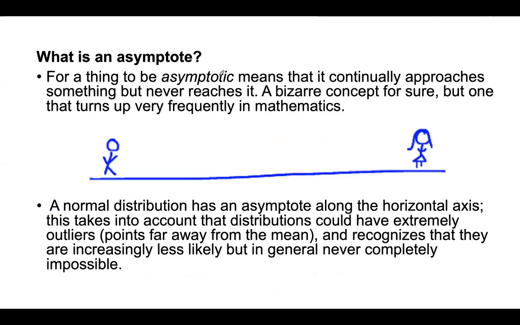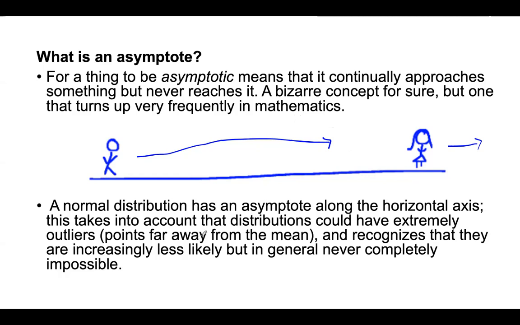So what is an asymptote? One thing to remember about what asymptotic means is that it continuously approaches. Let's say I'm walking towards this person, but I never reach the person. Suppose this person's also walking that way at the same kind of rate, at the same speed, and same acceleration and all that. So I never actually reach the person. It's a bizarre concept for sure, but it turns up very frequently in mathematics.